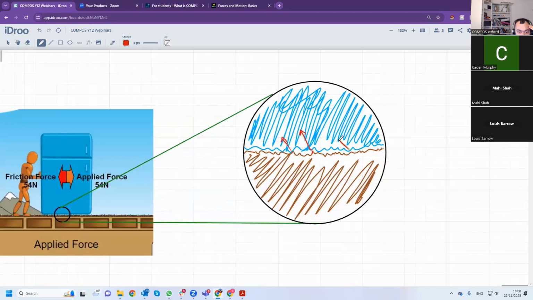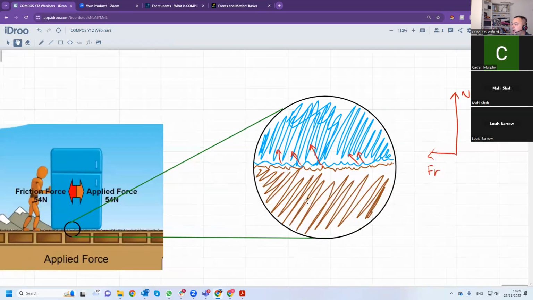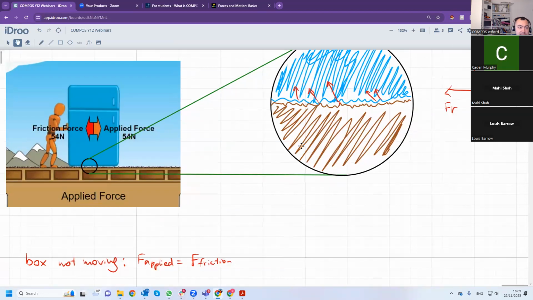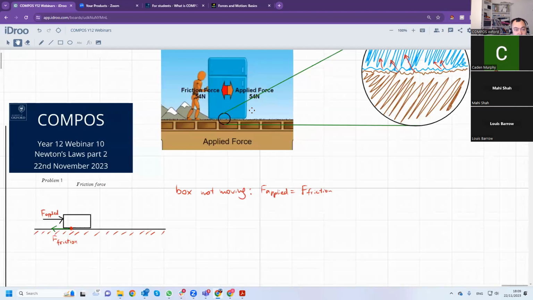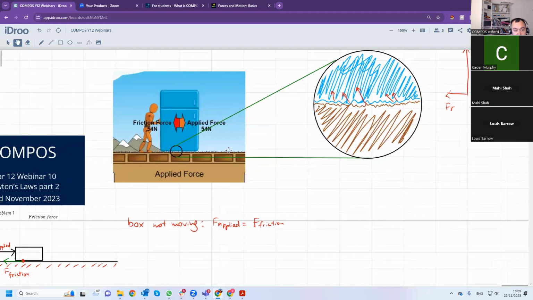So you can see all sorts of forces. Out of these forces, you could say that the resultant force is that way. Or you can say there are two forces: there's an upwards force, the normal reaction force, and there's the friction force. Now, this is the nature of the friction force.